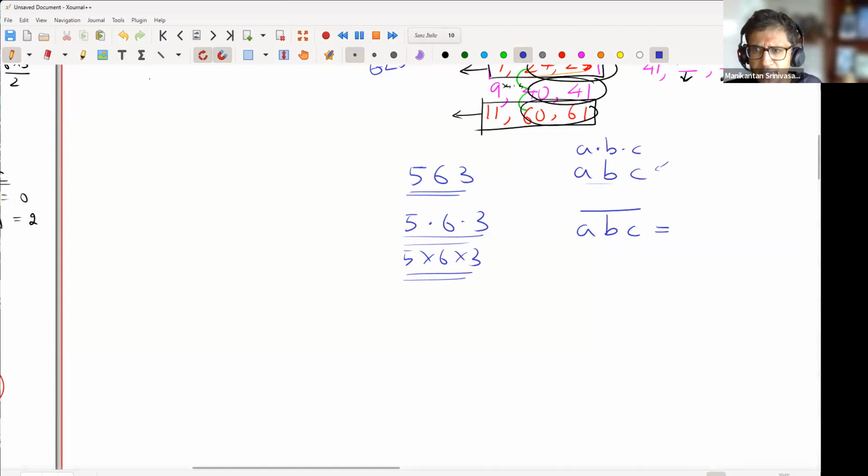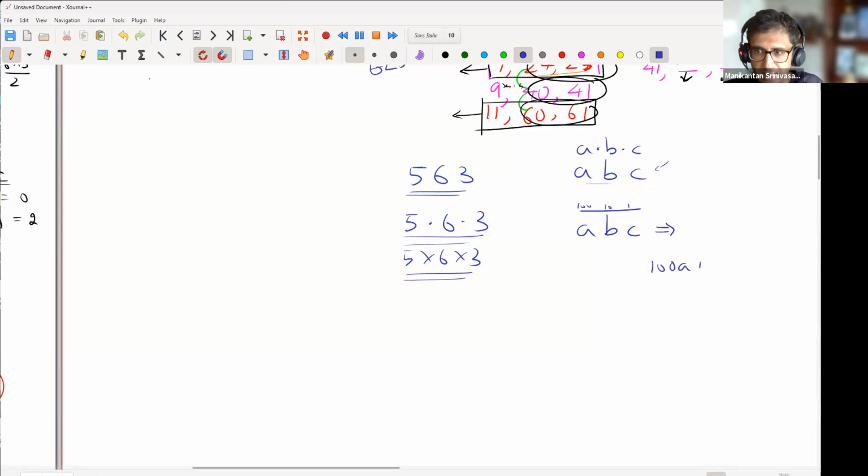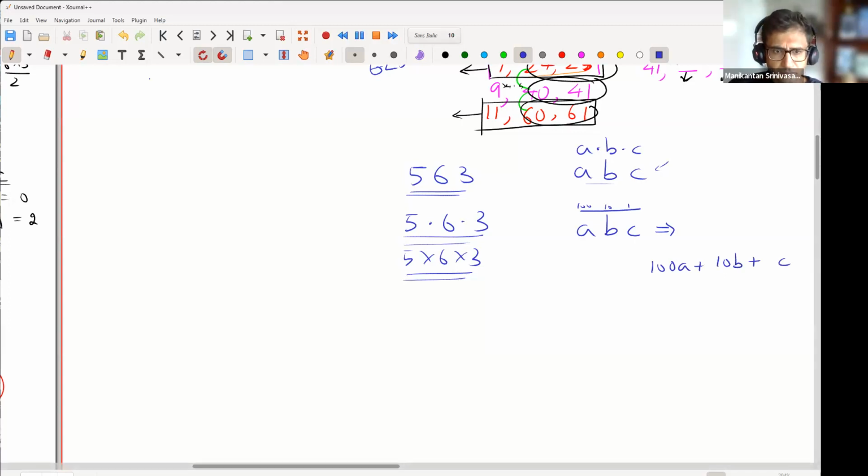What is the meaning of this? This means in the hundreds place I have A, in the tens place I have B, in the ones place I have C, which means it's the number which is 100 times A plus 10 times B plus 1 times C. Does it make sense? Okay, so that's this number.